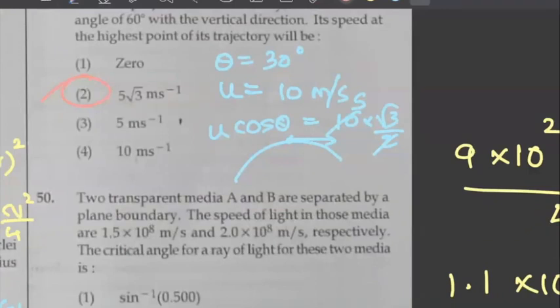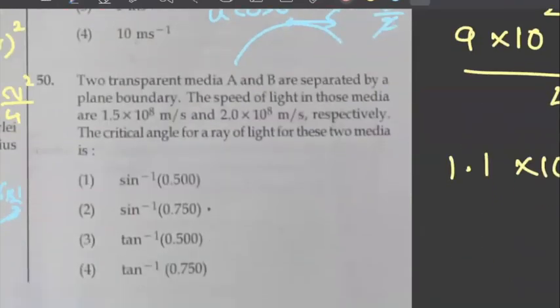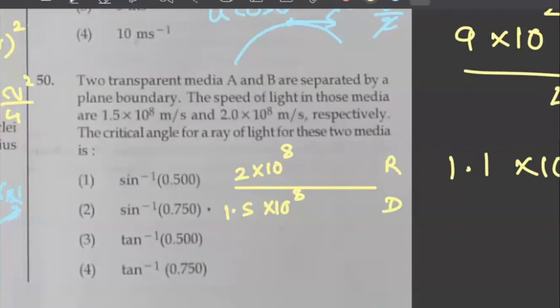Okay, and then the last one. Two transparent media A and B are separated by a plane boundary. Speed of light in those media are 1.5 and 2. So wait, which is denser, which is rarer? Speed of light is faster in a rarer medium. So let's say this is 2, rarer is faster, and the denser one is slow. So this is glass actually, whatever, some rarer and denser medium.